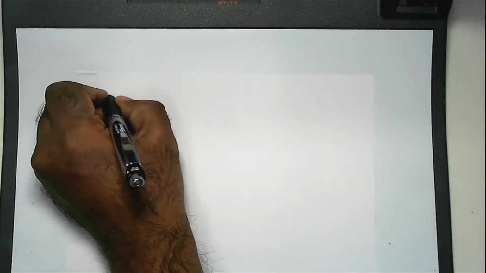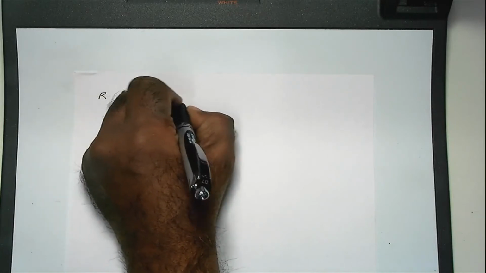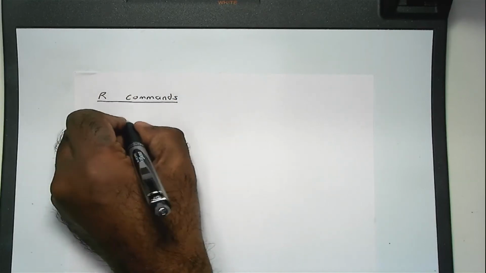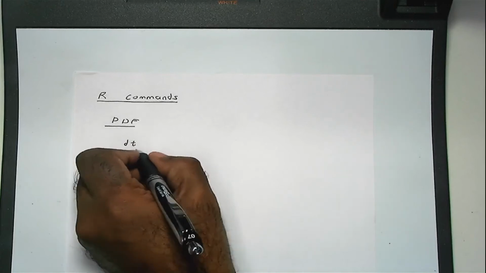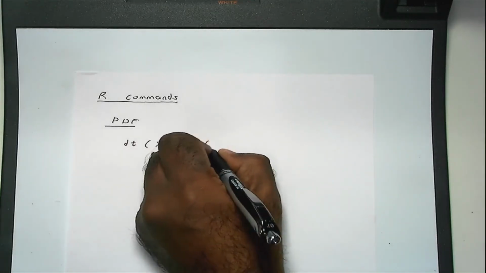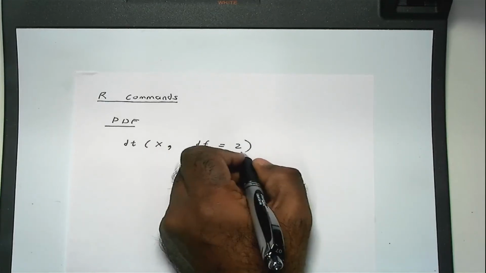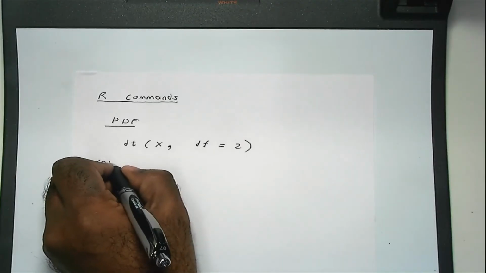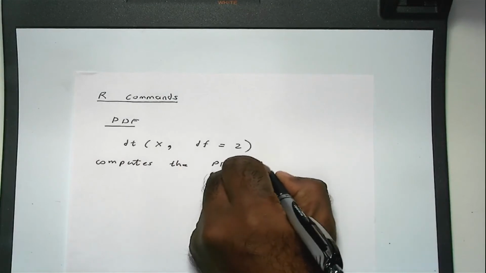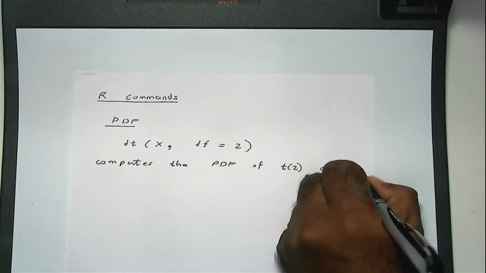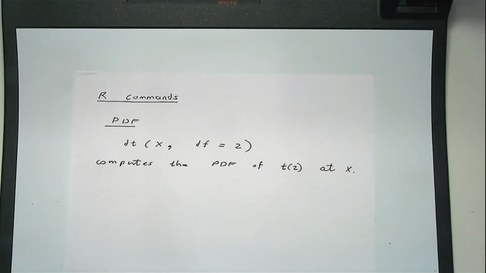In the next slide, I'm going to talk about R commands for computing the t distribution. First, the command for the PDF, which is dt. D stands for density, t stands for t distribution. Open bracket x comma df. df gives the value for A. Let me take it to be 2. So this command will compute the PDF of a t distribution with 2 degrees of freedom at x.